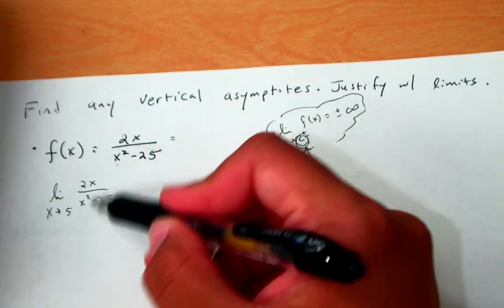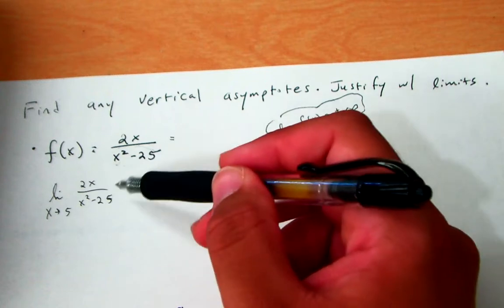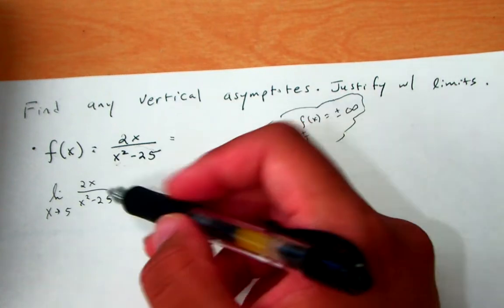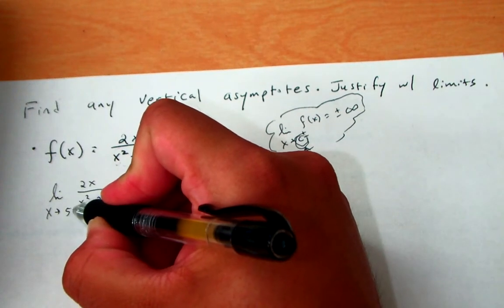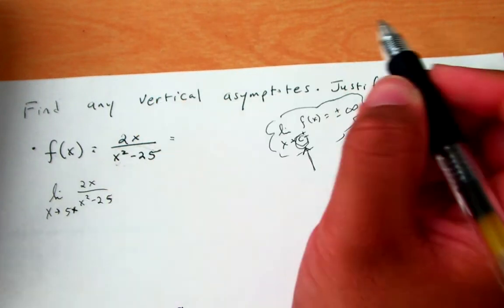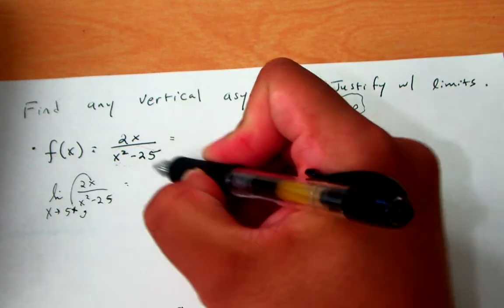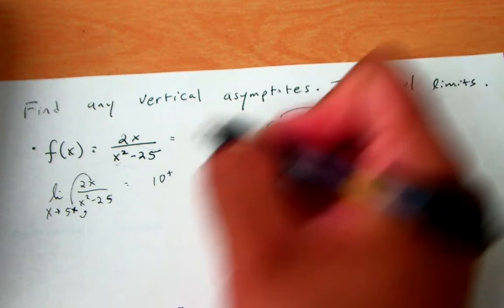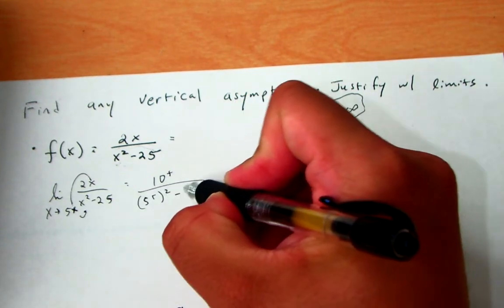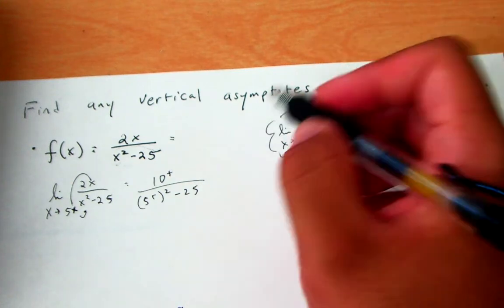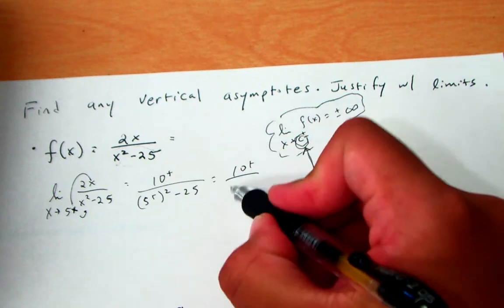Right? Well, I can't factor this, and I can't rationalize it with a conjugate. So instead what I'm going to do is I'm going to take a one-sided limit. So rather than 5, let's do 5 plus, just to make our lives a little bit easier. 5 plus. So I'm going to plug in 5 plus into here and here and see what happens. Well, on top I get 10 plus, a positive number. And on the bottom I get 5 plus squared minus 25. And a little bit more than 5 times itself will give me a little bit more than 25, right?